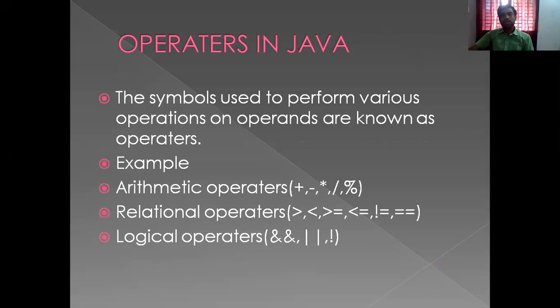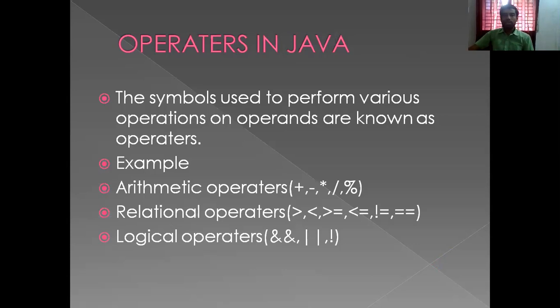The first one is the arithmetic operator, where we use plus, minus, division, multiplication, modulus. Plus, minus, division, multiplication, already you know. Only the modulus operator is new to you, which is used to find the remainder of a number. The next one is the relational operator. Under relational operator, we have greater than, less than, greater than equal to, less than equal to, not equal to, and equal to equal to.